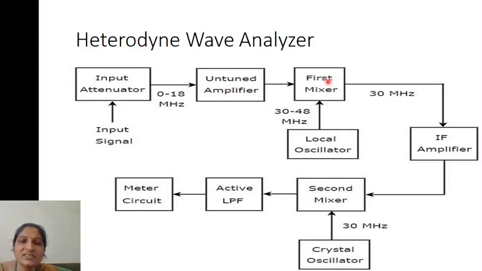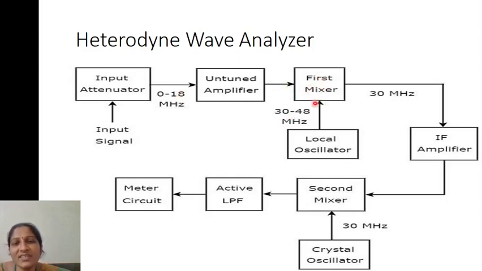And this is given to the first mixer. Heterodyning itself is nothing but mixing up, so it is mixed with some other signal. That other signal is coming from the local oscillator. So what does this oscillator do? The oscillator will provide any type of frequency that we want. Suppose here we are fixing it to the 30 to 48 megahertz range. We are getting the frequency, and the input is 0 to 18 megahertz.